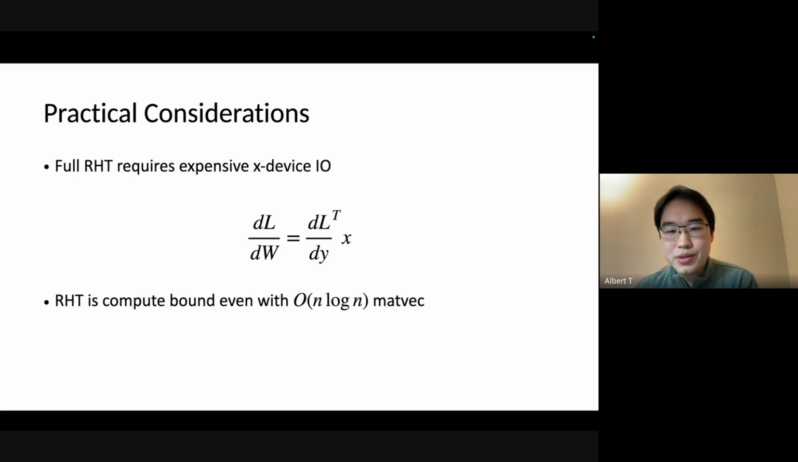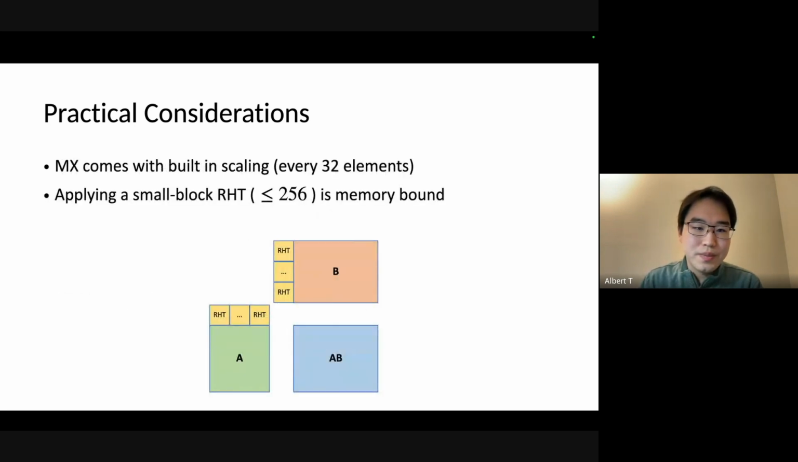If you do the Hadamard transpose there, in any sort of data parallel setting, you're doing the Hadamard across multiple GPUs, which is just a terrible idea. And the other thing is that the RHT is compute bound even if you do the n log n matrix vector multiplication. That could be fine if you're willing to pay that cost, but training's already compute bound, and it's generally not a good idea to add more compute bound things. So instead, we take advantage of MX's scaling.